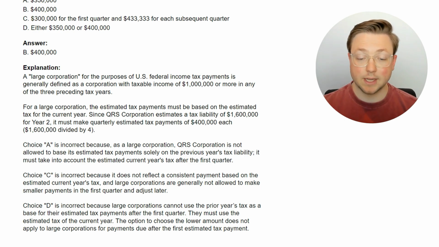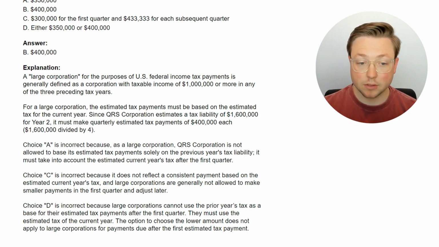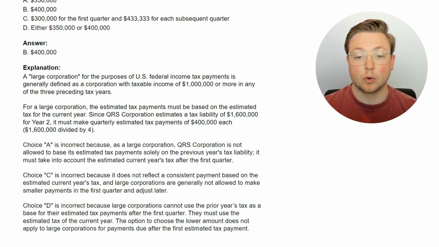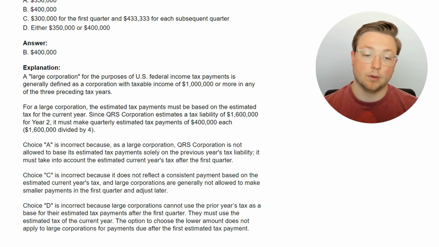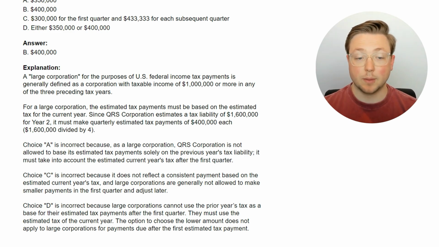For a large corporation, the estimated tax payments must be based on the estimated tax for the current year. Since QRS Corporation estimates a tax liability of $1,600,000 for year 2, it must make quarterly estimated tax payments of $400,000 each. And that would be the $1,600,000 divided by 4.